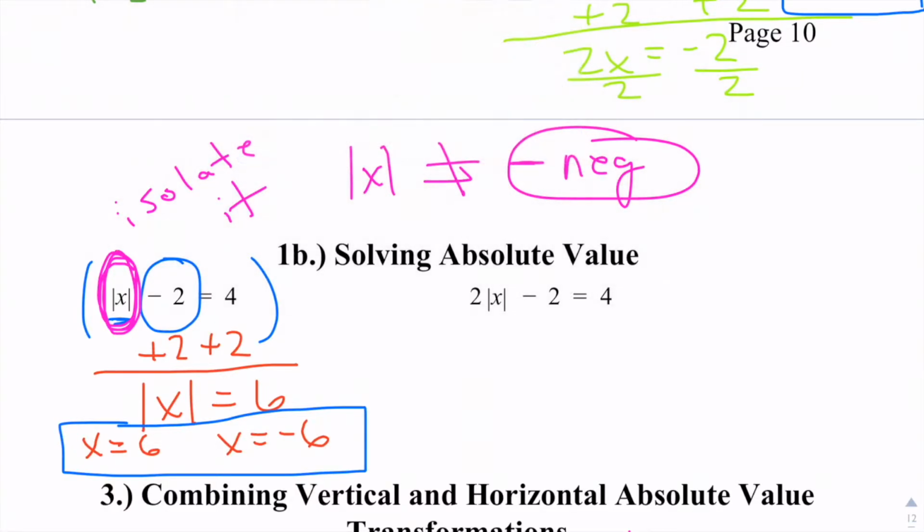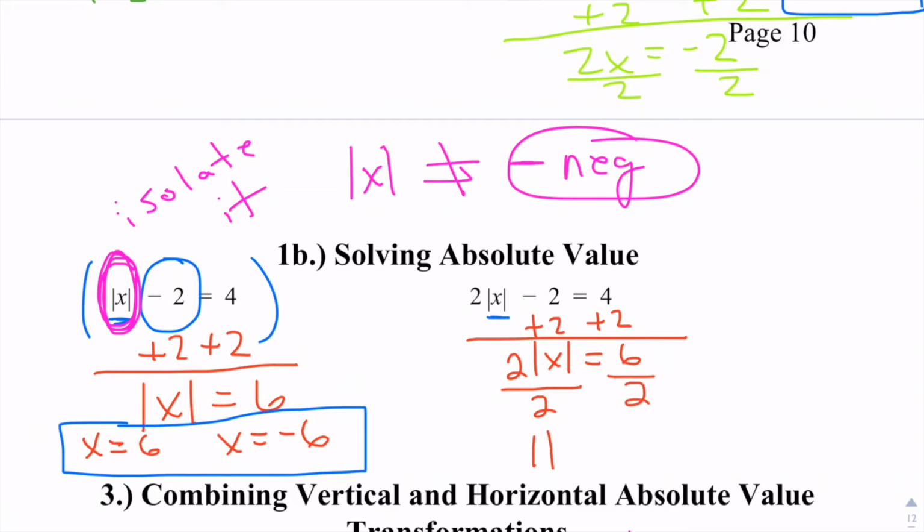Going to a more complex version, we see that we have the expression of absolute value of x in this absolute value function. We want to isolate that. Let's add 2 to both sides, and we get 2 absolute value of x equals 6. Still got to isolate it, so now we divide by 2 on both sides. So we get the absolute value of x is equal to 3.